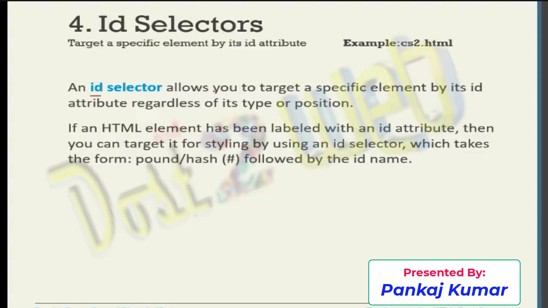If any HTML element has been labeled with the ID attribute, that means wherever you define the ID, then you can target it for styling using the ID selector, and it will be defined using the hash symbol. The class selector is with a dot, the ID selector is with a hash. Simple thing. When you define an ID attribute, you use the hash symbol followed by the ID name. The ID name can be anything you want.